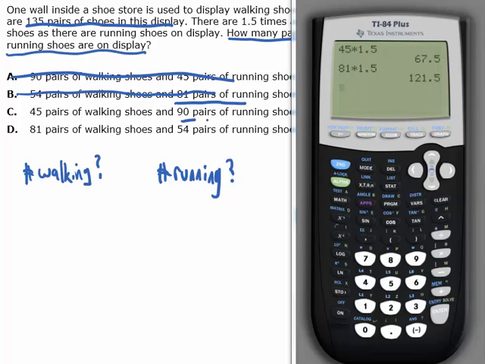All right, let's try C, 90 pairs. So 90 times 1.5 is 135. No, we want 45 walking. That's not going to work either. Okay, D, 54. So hopefully, fingers crossed, times 1.5 equals 81. Yes, 81 plus 54. And there are 1.5 times as many walking as there are running shoes. So D must be the correct answer choice.